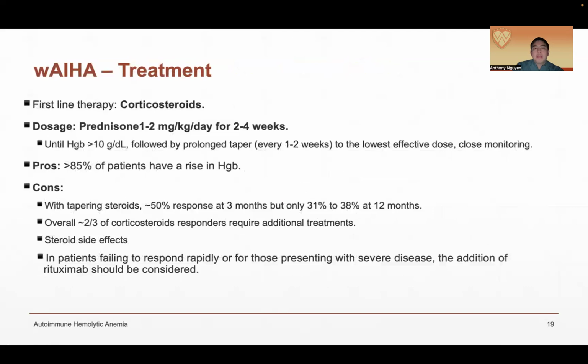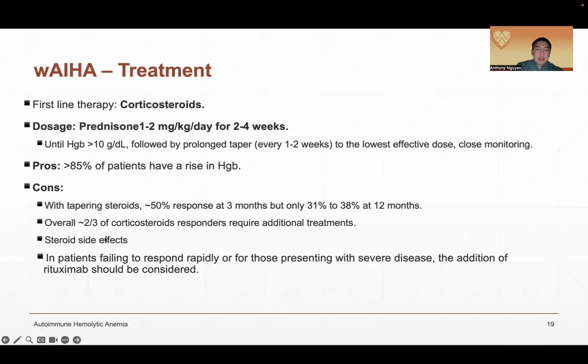So for the treatment after the patient is stabilized, the first line of treatment is corticosteroids. Typically, we start with prednisone, 1 to 2 milligrams per kilogram per day for 2 to 4 weeks until the hemoglobin is greater than 10 and the hemolysis markers such as the LDH, haptoglobin, and bilirubin improve, followed by a prolonged taper to the lowest effective dose. The response is very promising in 85% of patients. However, when we taper the steroids, 50% of patients will relapse within 3 months, and 2 out of 3 patients who respond to steroids require additional treatment.